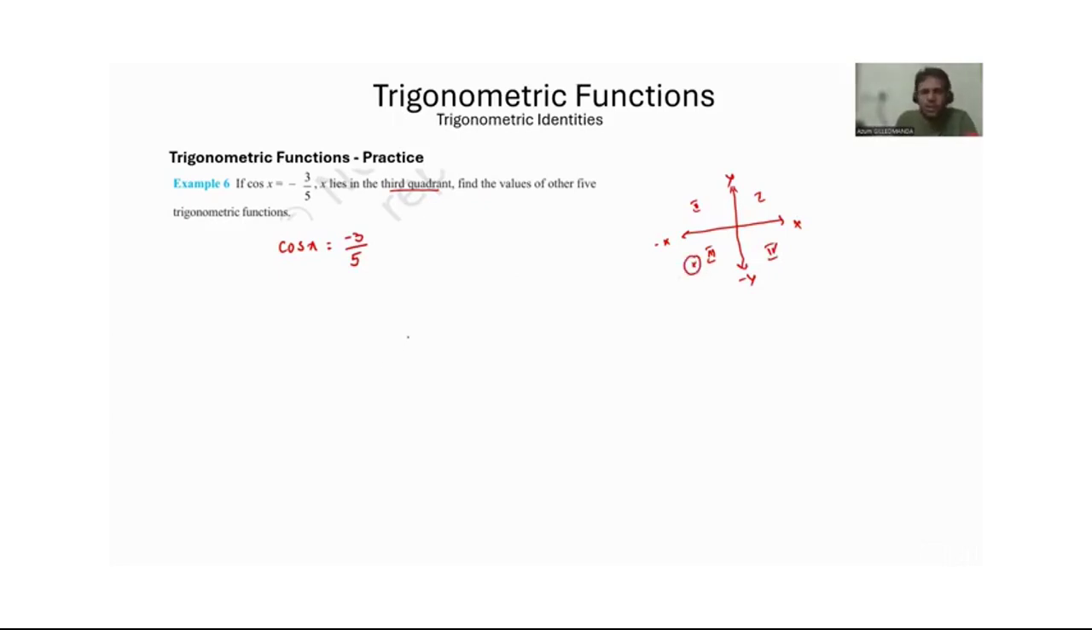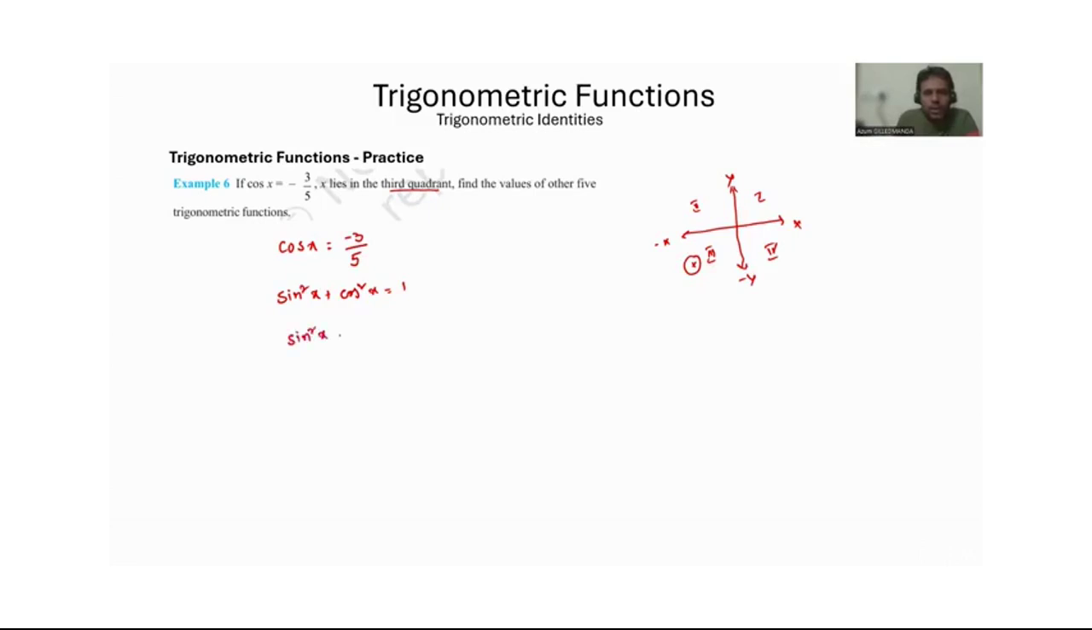x is somewhere in the third quadrant. Find the other values. So cos x, if I know cos x, just use the trigonometric identities. We don't need to follow the traditional method of using the Pythagoras, all that stuff. As we know trigonometric identities, let's just use that. So we know the trigonometric identity: sine square x plus cos square x is 1. So we know the cos x value.